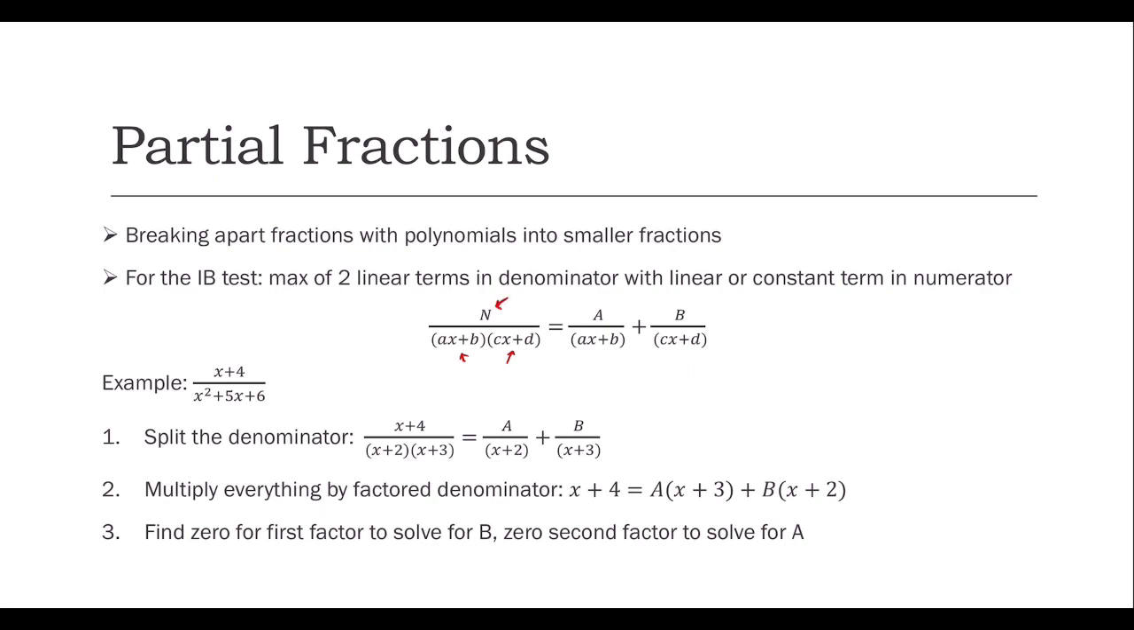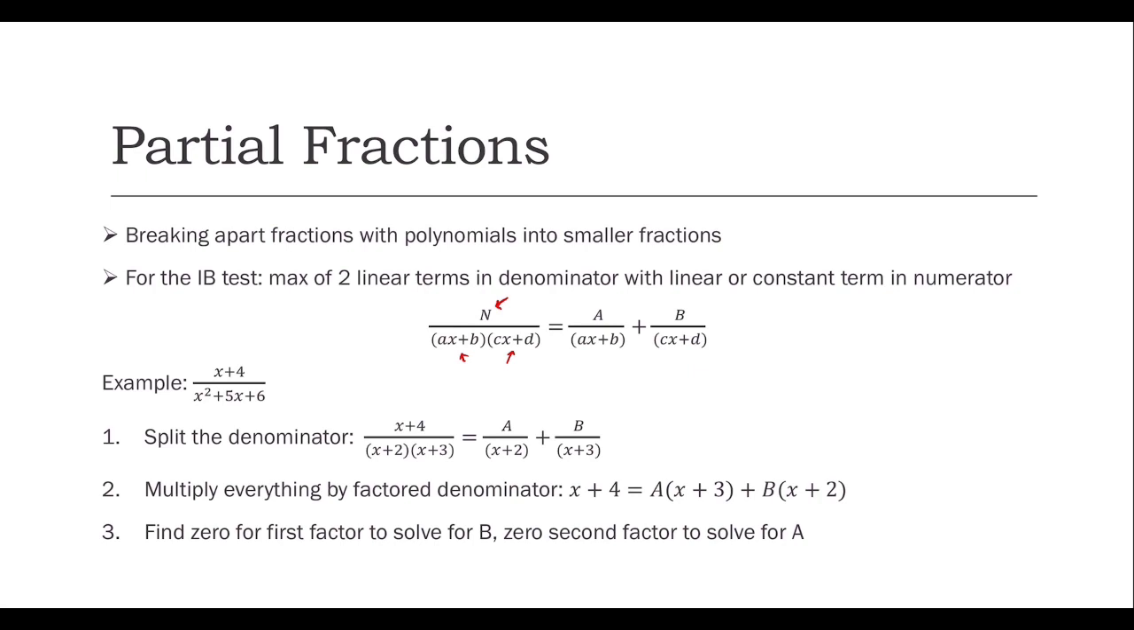Most of the time when they give it to you, it'll be in an expanded form, not in a factored form, and that's an additional step you'll have to complete. So you'll factor it out and then split it into a over your first linear term plus b over your second linear term. For example, we have x plus 4 over x squared plus 5x plus 6.